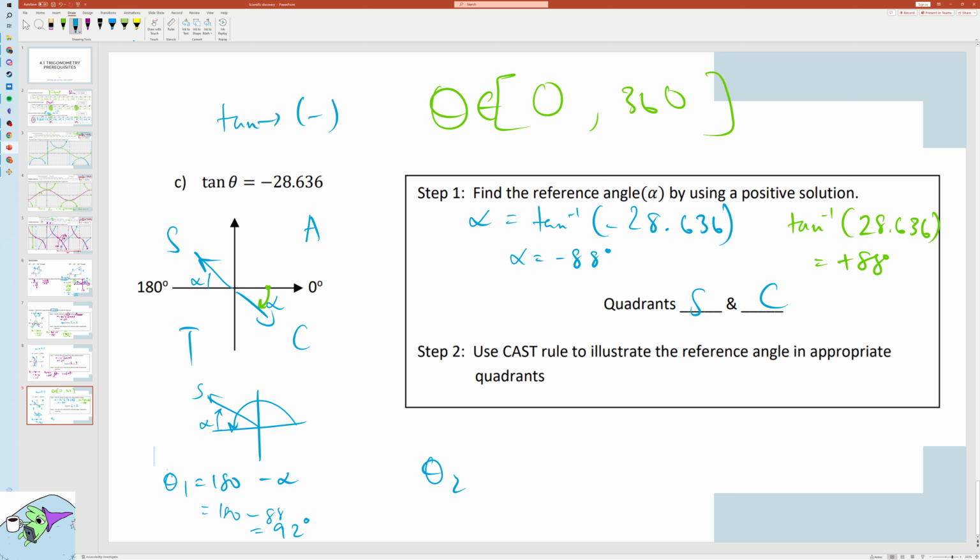Theta 2, what's that going to look like? That's going to be going around a full 360 and saying, oh shoot, that's too far. That's 360 take away alpha once again, which is equal to 360 take away 88, which is 272 degrees. Okay, well, that's it. Welcome to trigonometry.